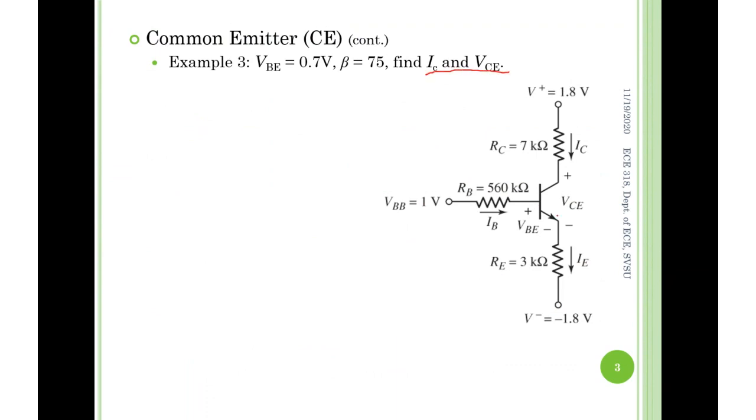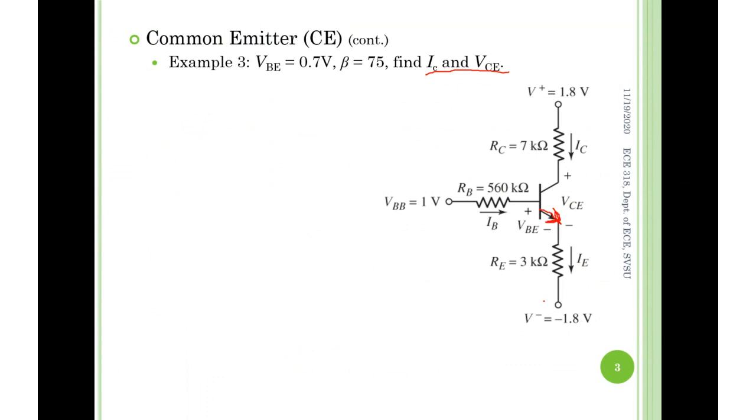First of all, this is what? NPN, right? Can you tell? The arrow is from base towards emitter, so this is an NPN type of BJT. You have one identification you need to conduct. It's NPN, and then go ahead to find IC and VCE. I'll give you 3 to 4 minutes, and then I will present the solution.